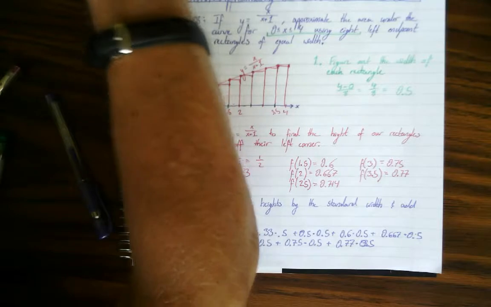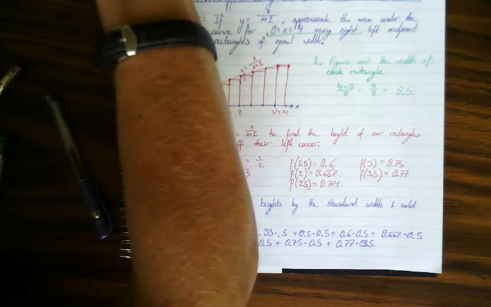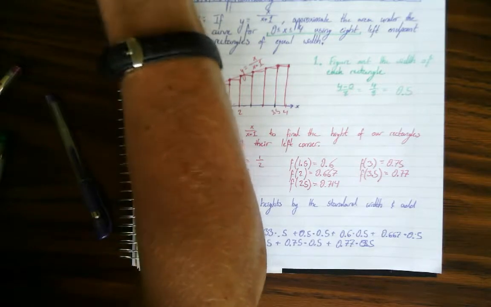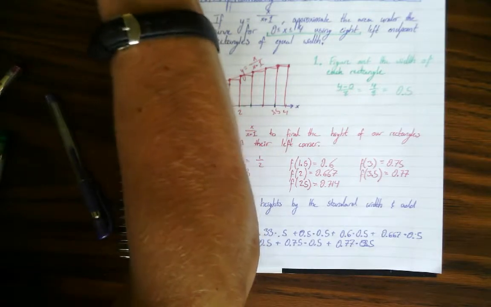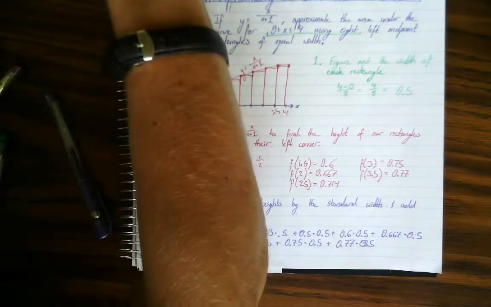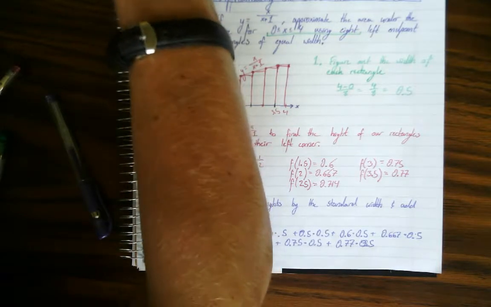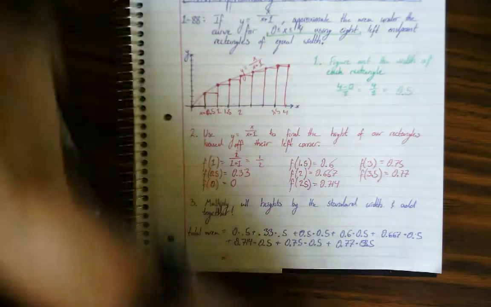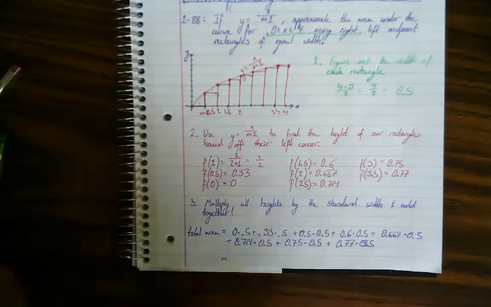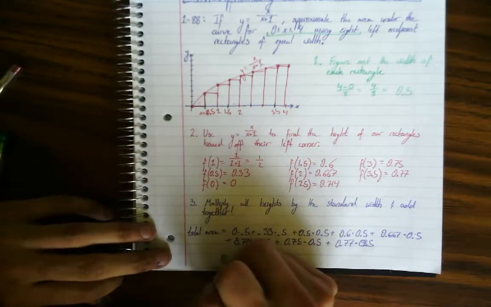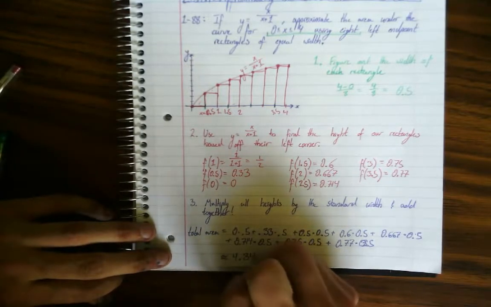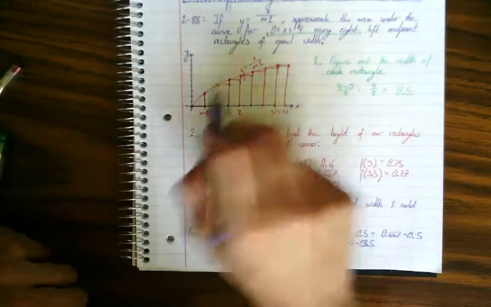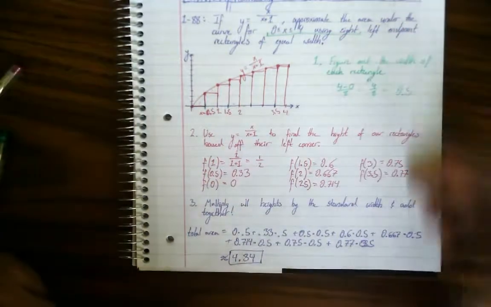Plus f of 0.5 plus f of 2, f of 2.5 plus f of 3 plus f of 3.5. So we get about 4.34 when I'm looking at my calculator. So that number is great. It just means that we have 4.34 square units going on under here, but I really wanted to show you that process.